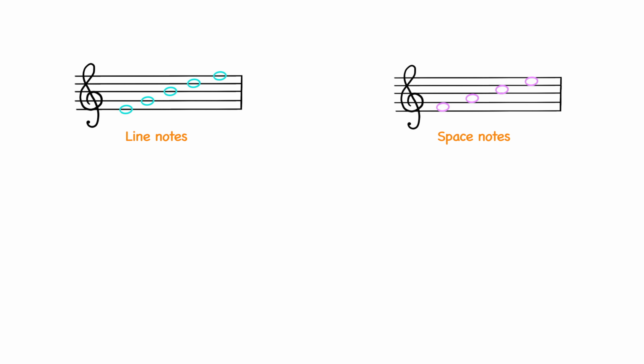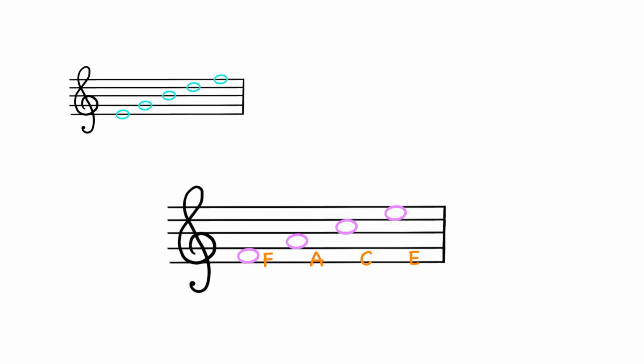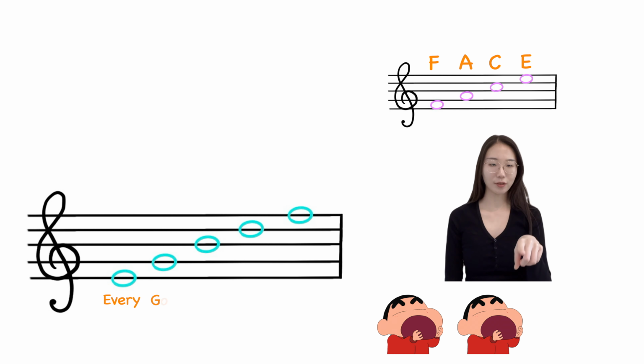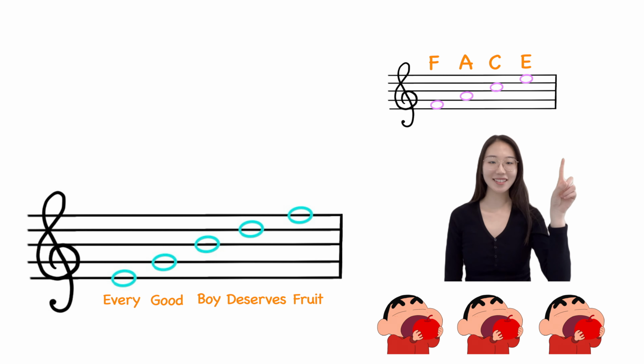Here's the quick way to remember the letter names of the notes on the treble clef. Space notes are F-A-C-E, face. Line notes are every good boy deserves fruit.